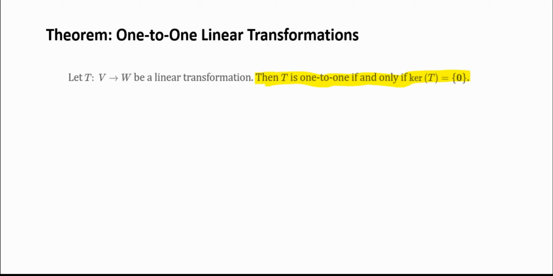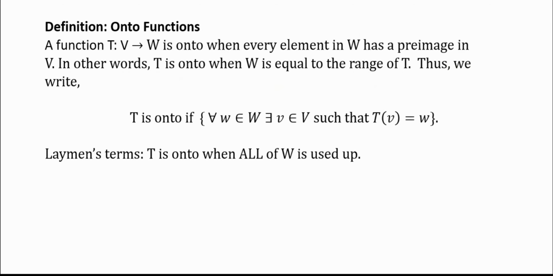Well, the kernel is no more than just the solution space for AX equal to zero, and we want to make sure that we get all zeros for the solution, basically the trivial solution, right? If not, then it's not one to one. Now the definition for onto: a function T that maps from V into W is onto when every element in the so-called range in W, where you're going, has a pre-image over in the domain in V. So in other words, T is onto when W is equal to the range of T.